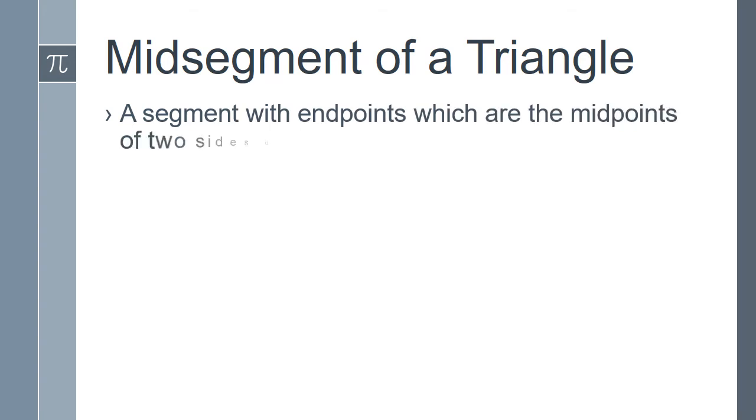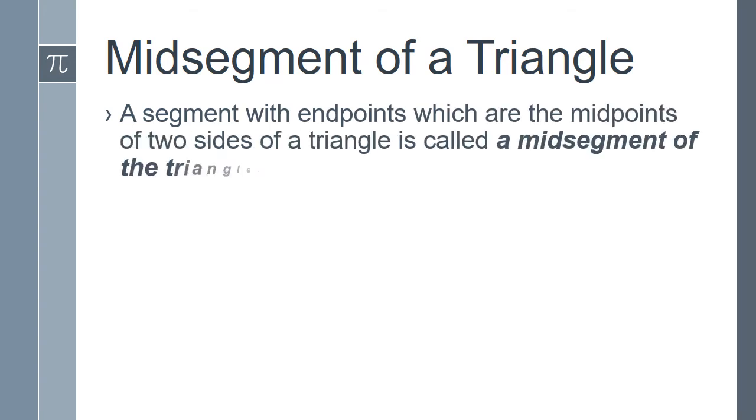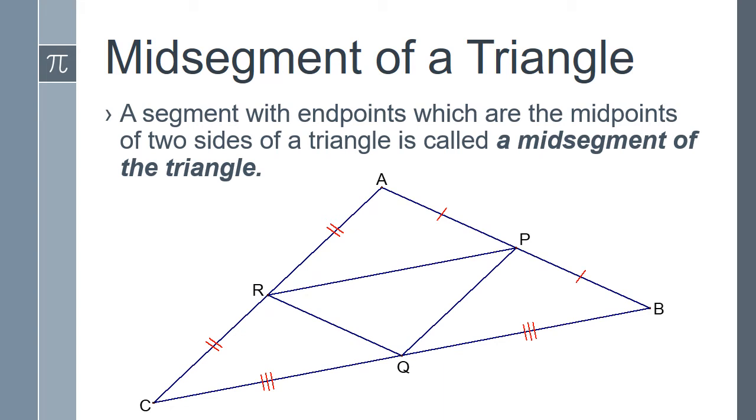Okay, so the midsegment of a triangle is the segment with endpoints which are the midpoints of two sides of a triangle, and it's called the midsegment of the triangle. So in this picture I have three midsegments. I have a midsegment right here. RP would be the midsegment for that part of the triangle. I have another one right here. And then I've got a third one right here.